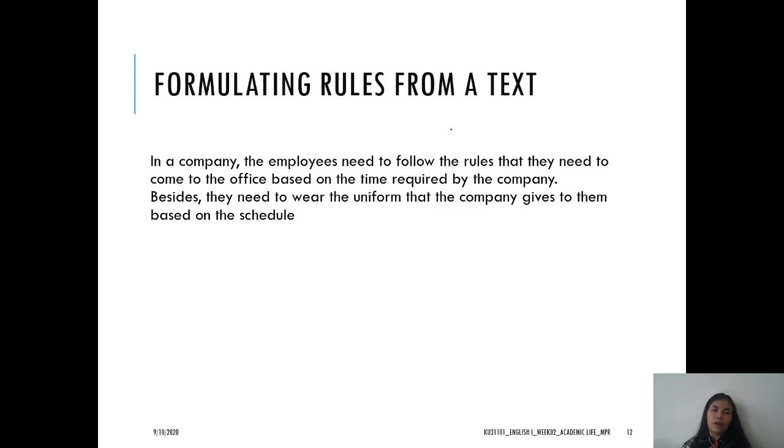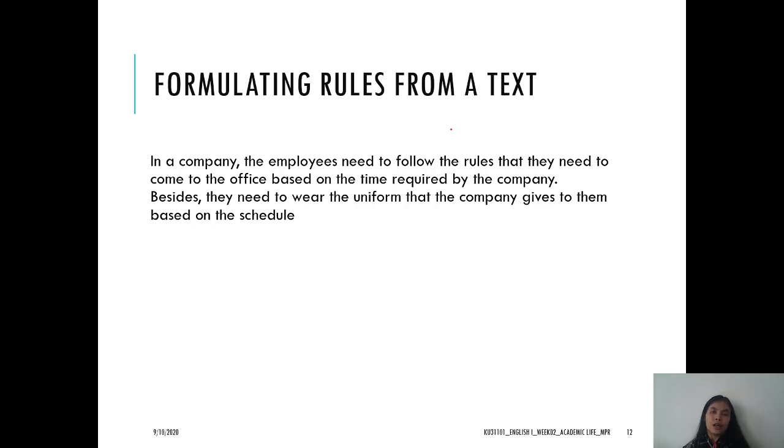Okay, so now we are going to move on to how to formulate rules from a text. Obviously, if you're talking about formulating rules from a text, you need to read the text first in order to understand what the text is, and then you can extract the rules from the text. Now, I want you to pause this recording again, and read the text out loud by yourself, and then after that, underline which one you think is the rules according to this text. Okay, so pause this recording now.